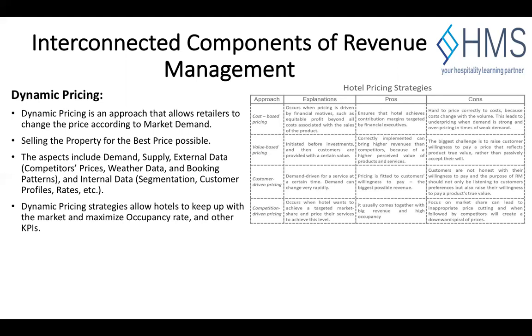Now, on the downside, it is again a challenge to price correctly to cost, because cost changes with volume. So this leads to underpricing when demand is strong and overpricing when demand is weak. So accordingly, now given the COVID-19 pandemic, the situation is very unpredictable. The demand levels are pretty unpredictable because although eventually things are opening up, at the same time, the demand trends and the demand patterns are different when compared to the previous year.